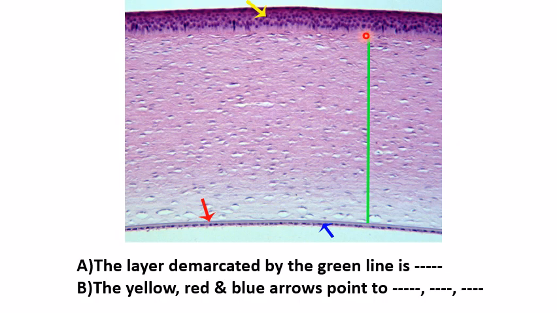Again, dear students, this is the cornea. The green line is the substantia propria. The yellow arrow, non-keratinized stratified squamous epithelium. The red arrow, the Descemet's membrane. The blue arrow, the endothelium.